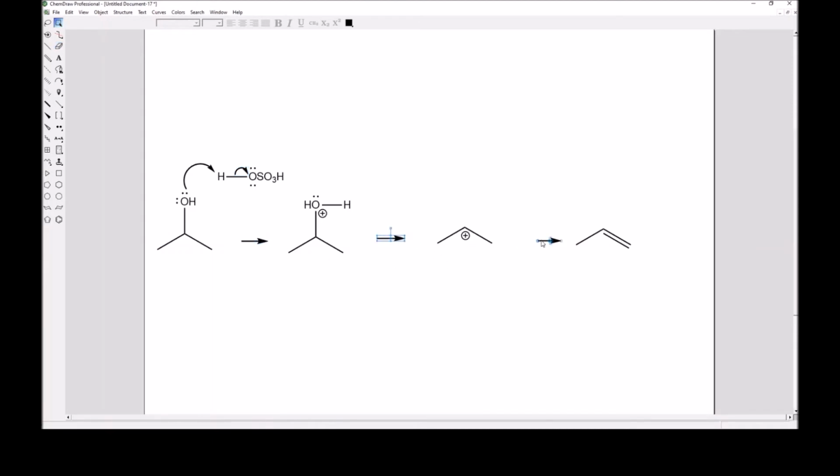We'll space that out just a little more. Okay, first step is protonation of the alcohol. Second step is loss of water as a leaving group. Third step is the Zaitsev elimination. Whoops, got to put a hydrogen on here.